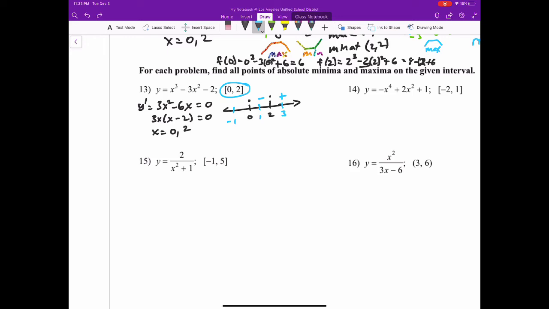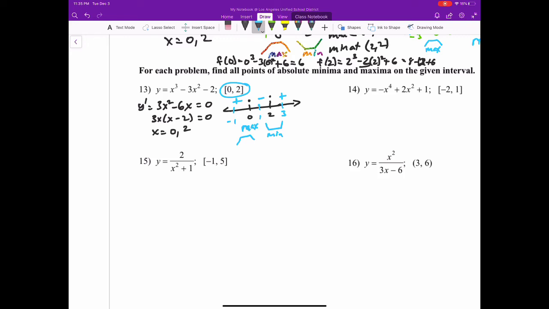And that's going to be positive. So we know for sure this is going to be a relative max, because we went up, down, this is going to be a minimum. And let's go ahead and plug those values in.